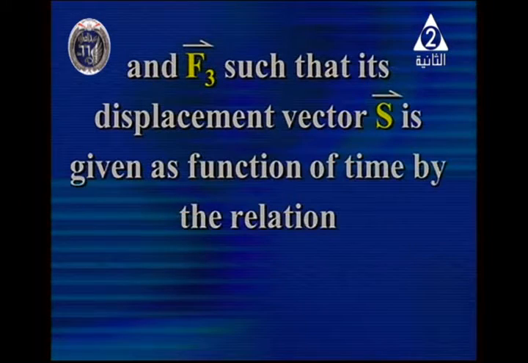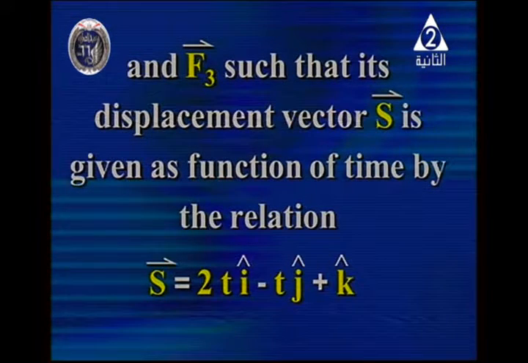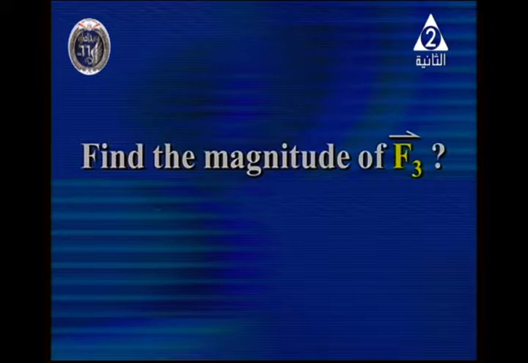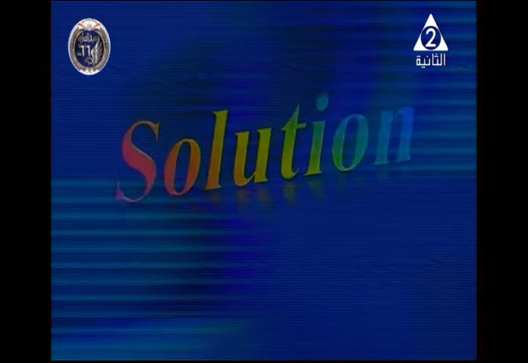The third force, F3, is such that its displacement vector S is given as a function of the time by the relation S is 2ti minus tj plus k. Find the magnitude of the third force, F3. Solution.